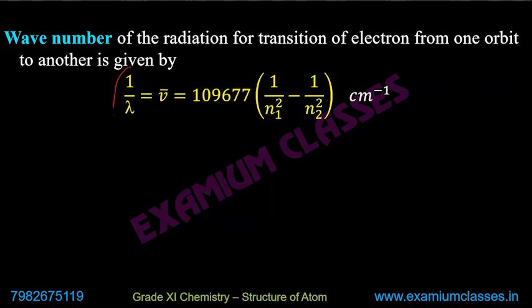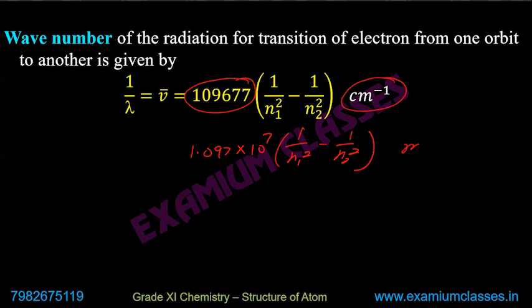Wave number, you know, is given by 1 by lambda. We have done it in the previous class. In case of a transition, for example from n equals 1 to n equals 2, it is given by 109677 times (1 by n1 square minus 1 by n2 square). Here, this one is the Rydberg constant. Remember the unit: if you are using 109677, the unit is per centimeter. If you are using 1.097 into 10 to the power 7, then it is per meter. Same value, only the unit is different.